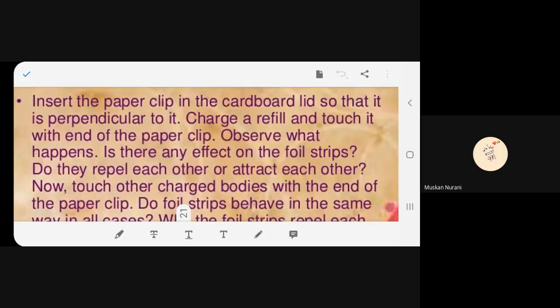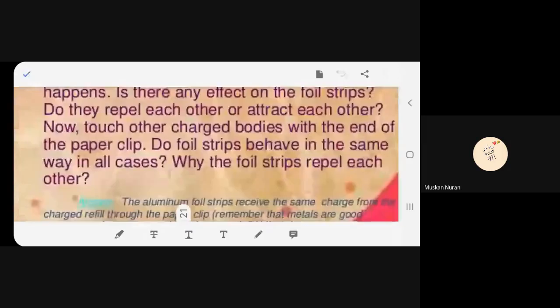Now read. Set the paper clip in the cardboard lid so that it is perpendicular to it. Charge a refill and touch it with the end of the paper clip. Observe what happens. What happened? Is there an effect on the foil strips? Do they repel each other or attract each other? Now touch another charged body with the end of the paper clip. Do the foil strips behave in the same way in all cases, while the foil strips repel each other?